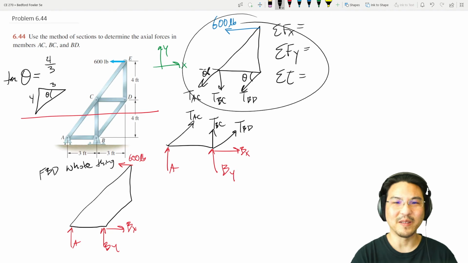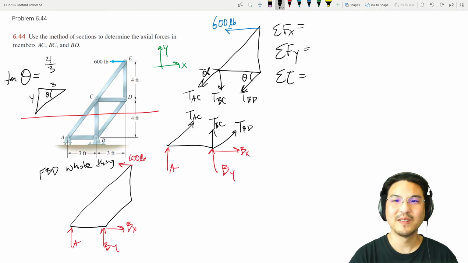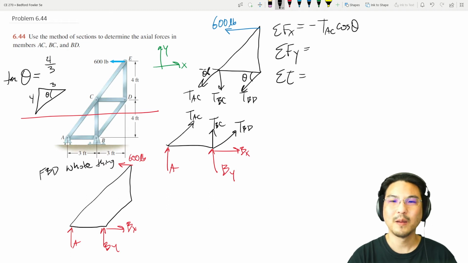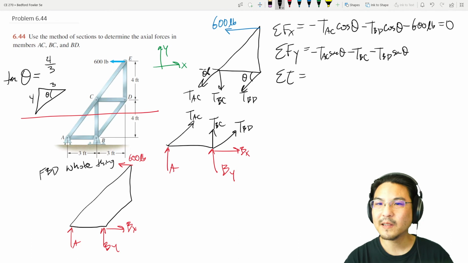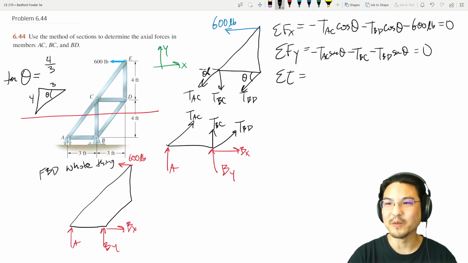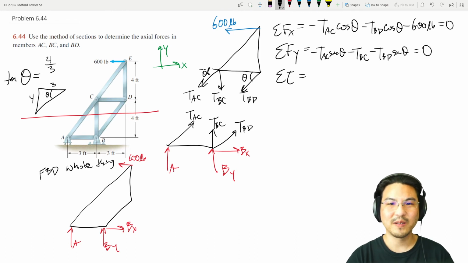Back here in the x direction: negative TAC cosine theta minus TBD cosine theta minus 600 pounds. Is that everything? Yep, equals 0. In the y direction: negative TAC sine theta minus TBC minus TBD sine theta. I think we got everything, equals 0. All right, let's sum torque.